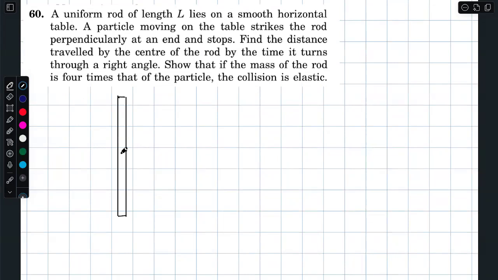Mass of the rod is 4 times that of the particle, the collision is elastic.